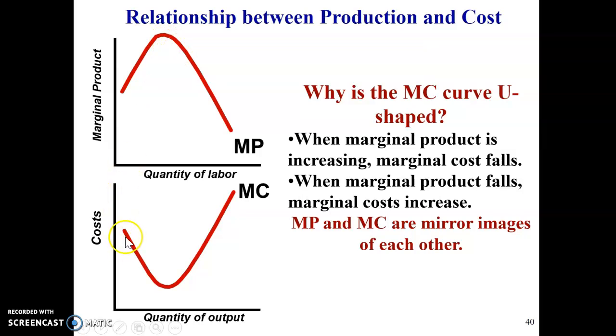On the cost side, okay, we see a parallel. So notice that these are two different graphs, okay? The first graph has quantity of labor on the x-axis, and marginal product on the y-axis, right? So what's happening over greater and greater quantities of labor is we're seeing diminishing marginal product. The second graph, we're really looking at a totally different graph, okay? But a mirror shape of the cost curve to the marginal product curve.